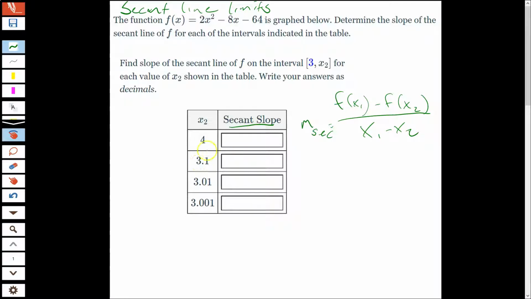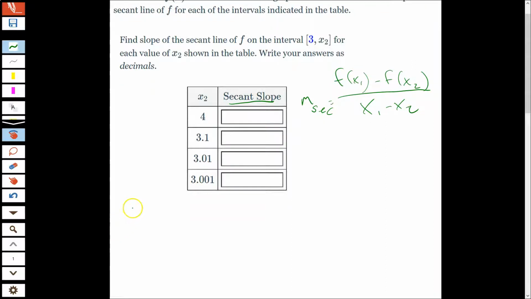Where I see students get caught up on this is we're just filling out a table from a function, which you already know how to do, but there's this extra step of plugging it into the formula, right? So what I want to do is actually make a separate table. You don't necessarily have to do this on paper, but it can be helpful if you're getting lost in the process. So we're going to recopy the table, but I'm going to add this row f of x2, and then I'm going to have secant slope.